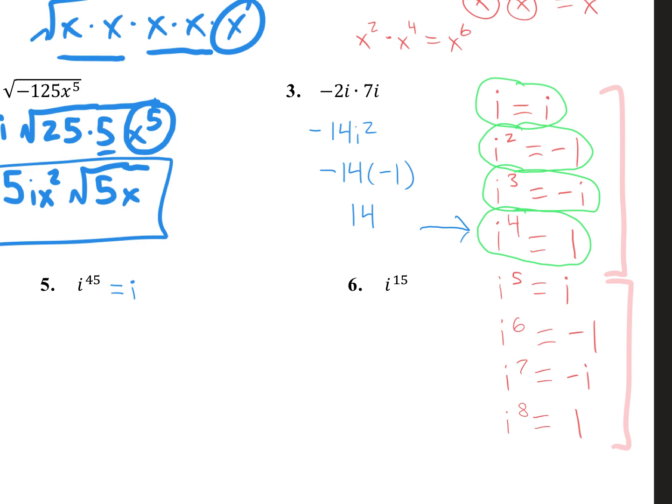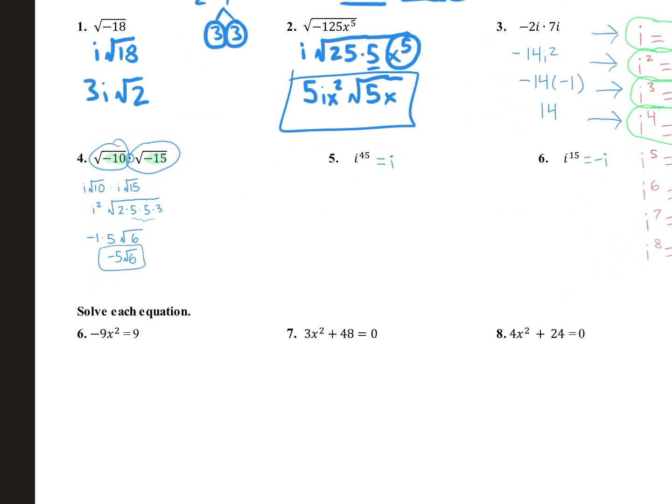All right, I to the 15th. Well, we know I to the 12th would be at the bottom. So then when we go back to the top, this would be 13, 14, 15. So this one equals -I. So remember, all multiples of 4 would be the bottom one, and then just count from there.